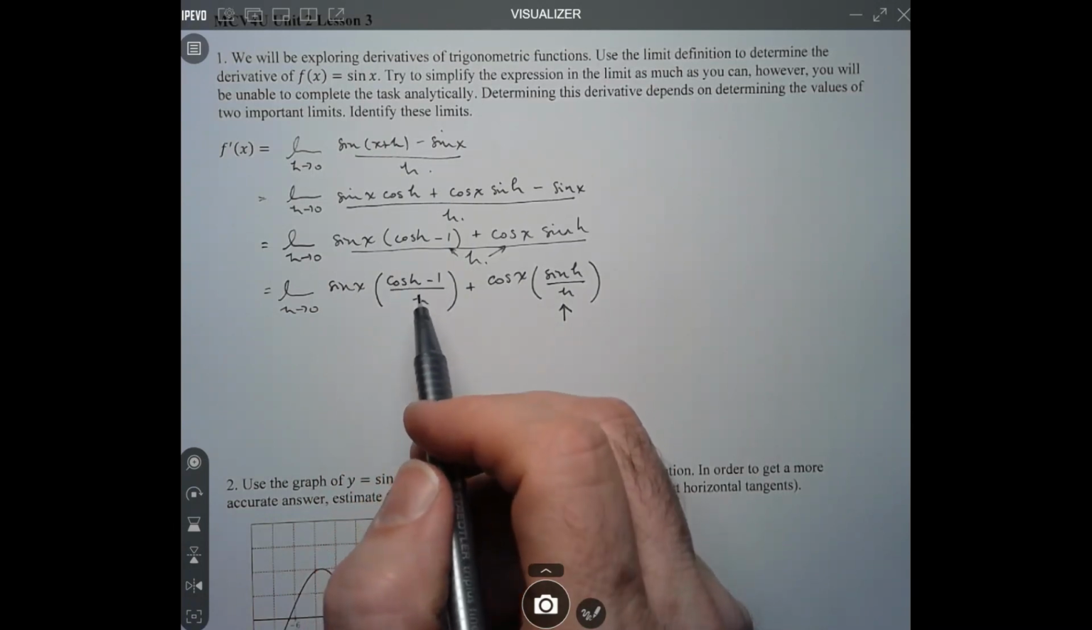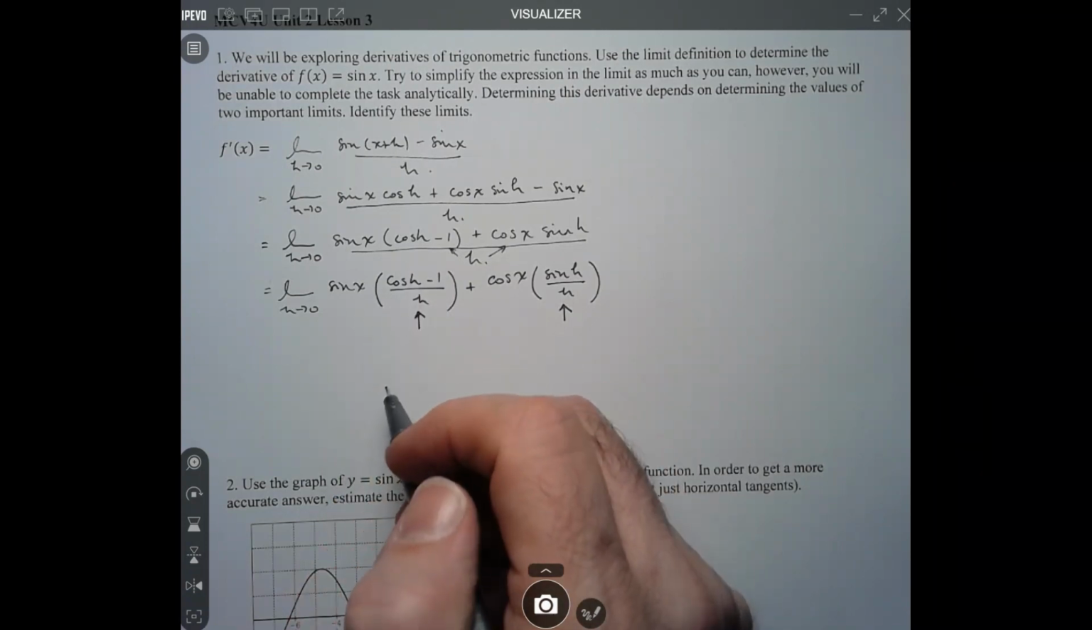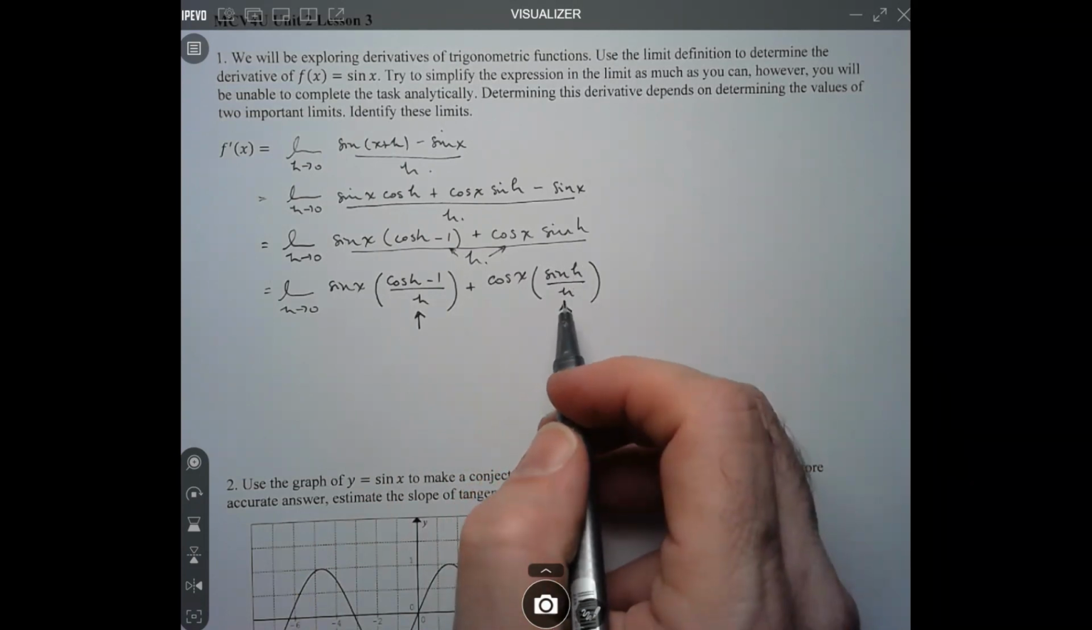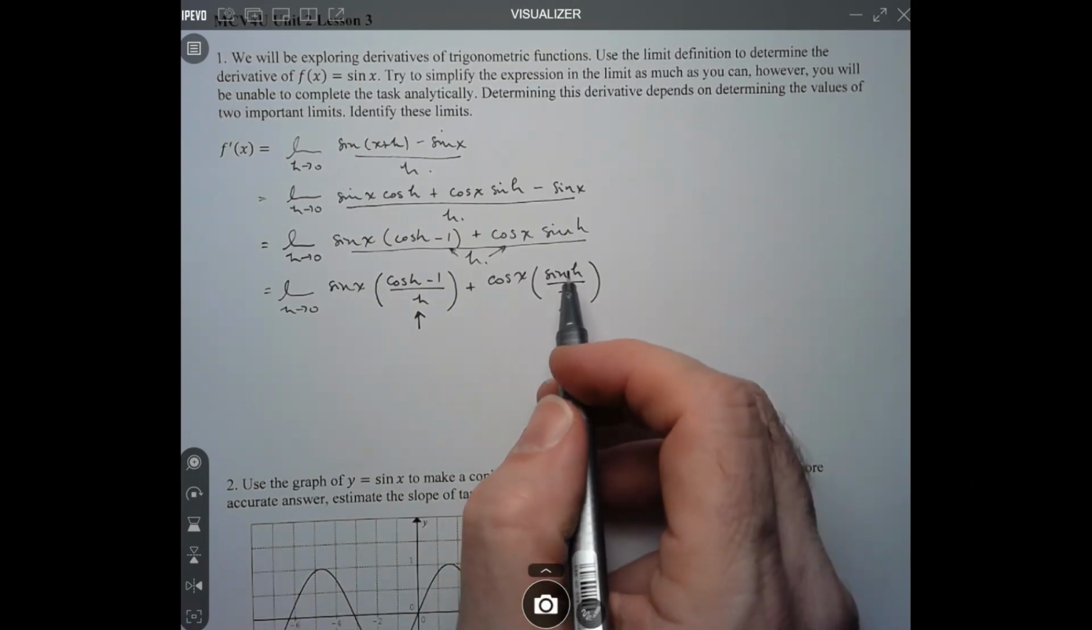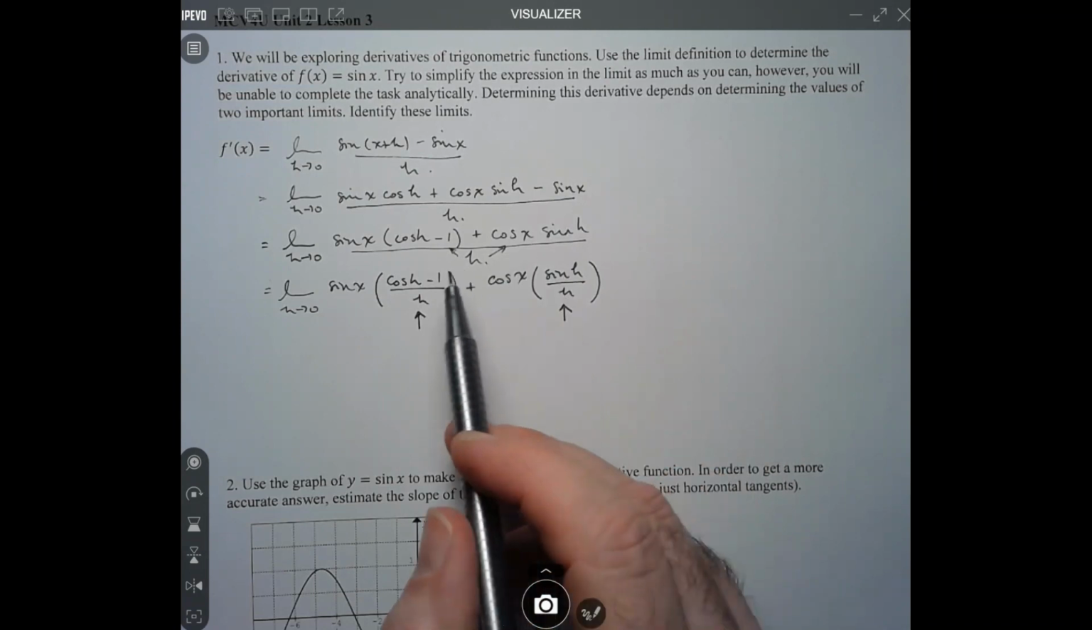So the numerator is approaching 0, the denominator approaching 0. So this limit has a chance of existing. And same thing here. Sine of 0 is 0 over, of course, this is approaching 0. Again, another indeterminate form, so this might exist.